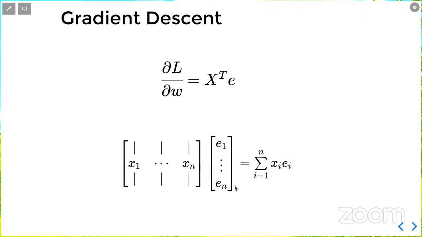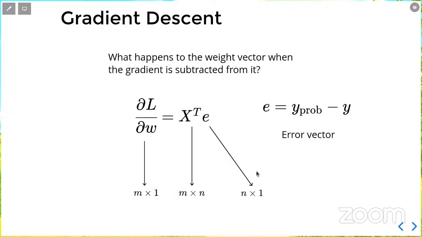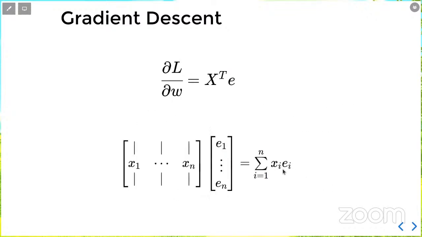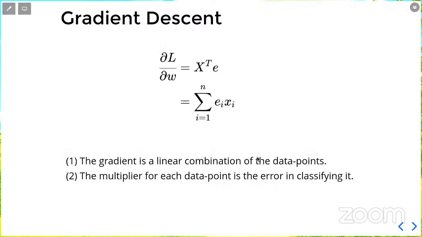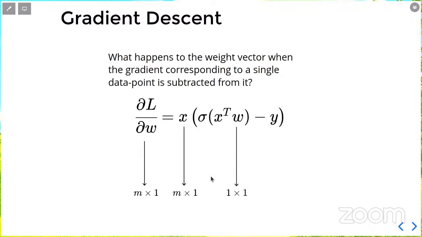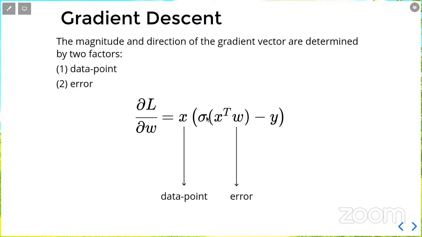For now, just trust me that the gradient of the loss with respect to the weights, after doing all the math, comes down to this: sigma x_i e_i, where e_i is the error in predicting the ith training example and x_i is the ith training example. This is just repetition of what I said. Let's see what happens to a single example. The summation will go away. So x will be just some feature vector and this will be the error.